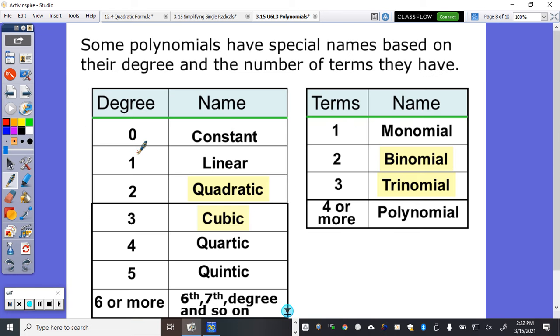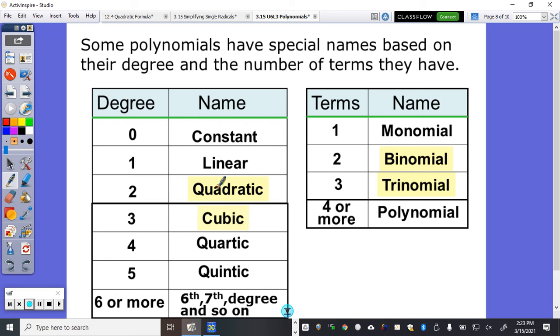All right, so this is what you have to remember. After you put a polynomial in standard form, after you identify what the degree of that polynomial is, then you have to name it by the degree and by the number of terms. So, if we have a degree of 0, constant; 1, linear; 2, quadratic; 3, cubic; 4, quartic.